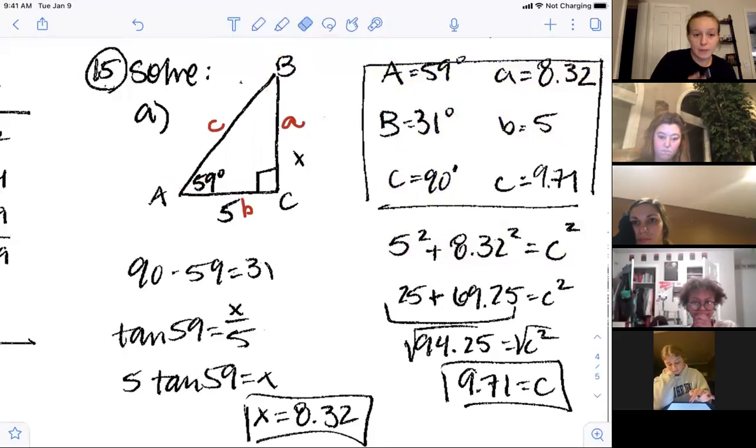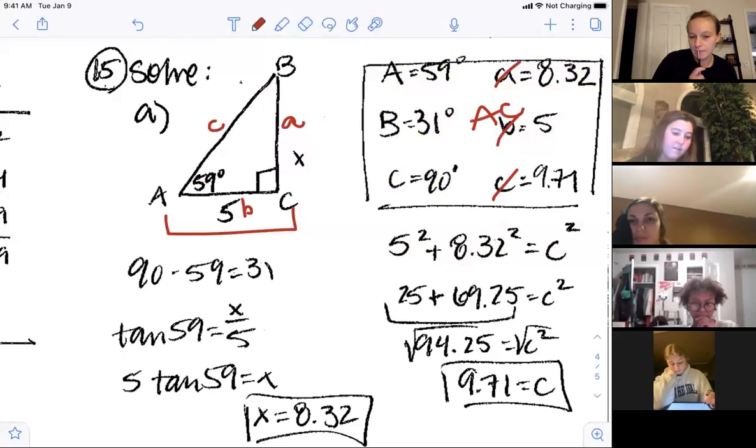If you're labeling it yourself, you can cross these out if I give them to you, and you can write, okay, AC is this side right here. You can call it the two big letters that are the points. That's fine as well.